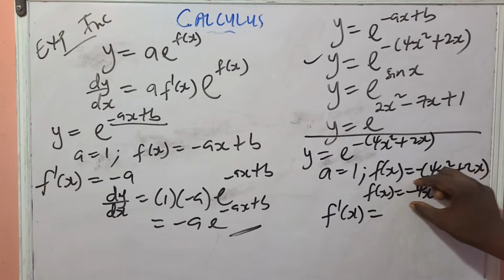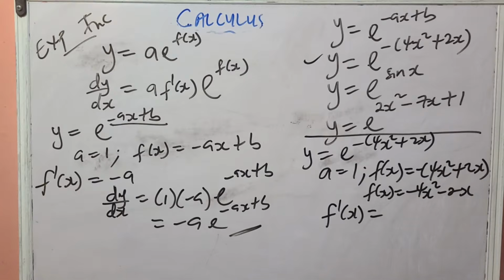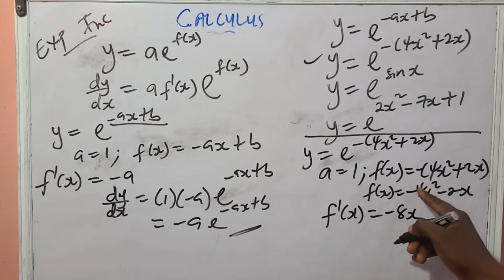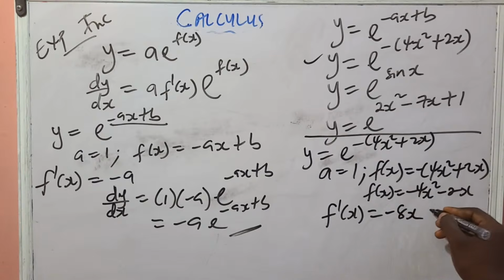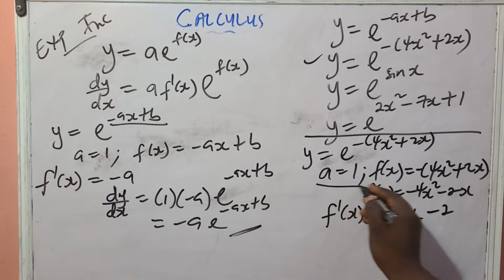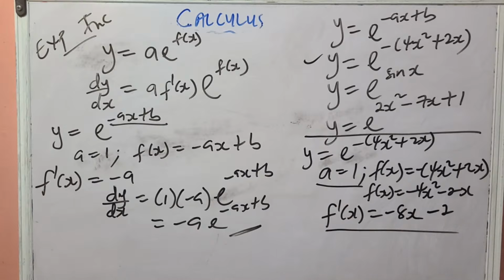Of course, I believe everybody can differentiate this. This is a polynomial function, right? So this will be minus 8x, that's 2 times minus 4, that's minus 8x, then minus 2. All right. So I told you the two important things you want are the coefficient and this derivative. Once you have gotten those two things, you are good to go. You can solve any exponential question. You can find the derivative of any exponential once you get these two things.